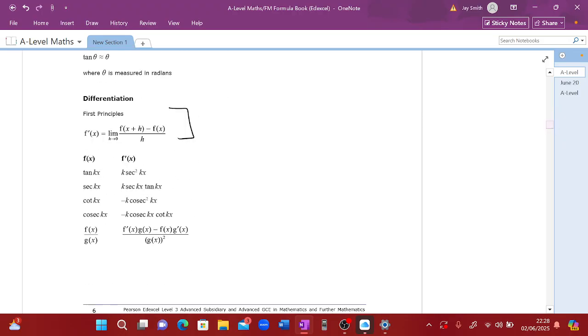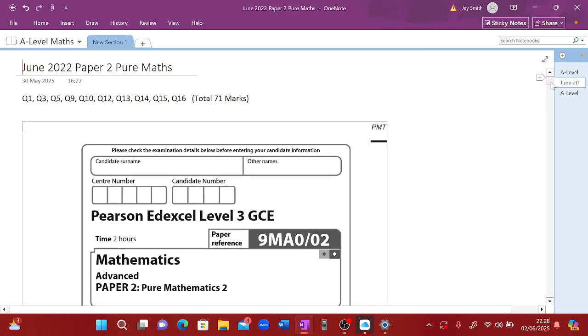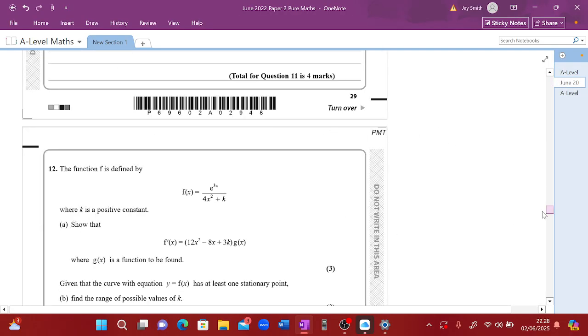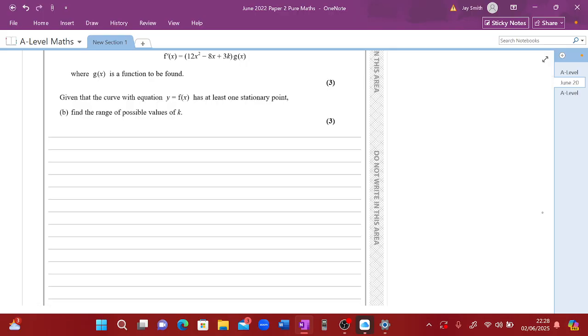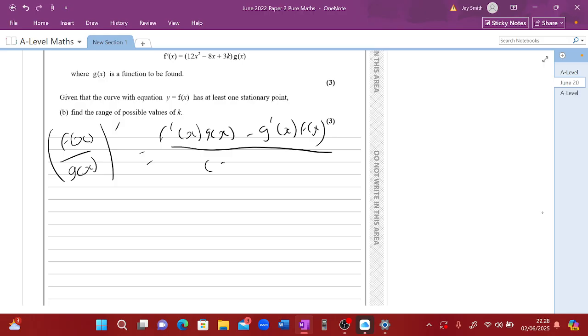It's here. It's not labeled the quotient rule, but it's there. So the derivative of f of x over g of x, I think, is f dash of x g of x minus g dash of x f of x, over g of x all squared, right?